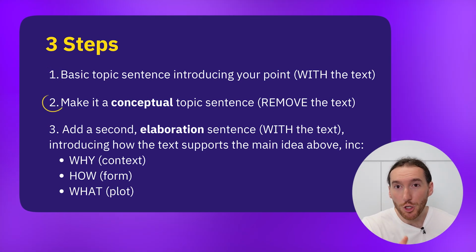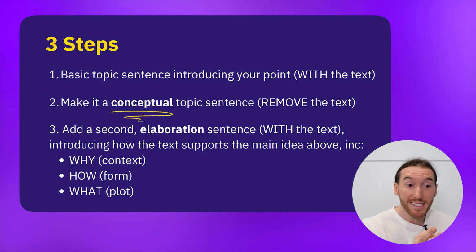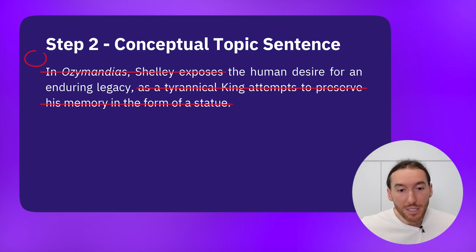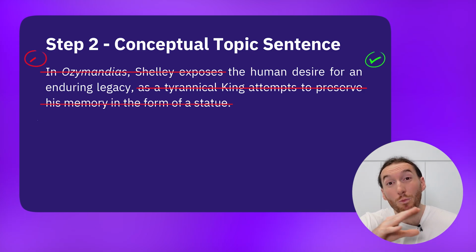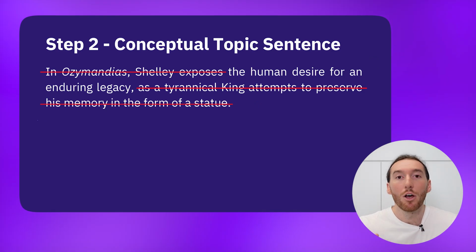So the first part of the 2-sentence approach is to focus on the conceptual topic sentence. So this is step 2. We're going to take away the idea from that first sentence and put it into its own topic sentence. So we've removed "in Ozymandias, Shelley exposes", we've just kept the idea about there being a human desire for an enduring legacy, and we've gotten rid of the part that is specific about the text, like what happens in the text about the tyrannical king and the statue. We're not going to mention any of that. This is a beyond text point about human nature.